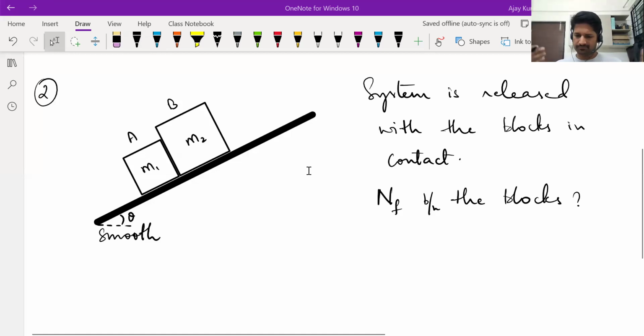Just tell me how much normal force, that we'll calculate later. Will the blocks push each other if they are both released simultaneously on this incline? So B will push A. Okay, so you are saying B. See, if B pushes A, definitely A will have to push B. Yes, sir. For every action, there is an equal and opposite reaction. So you are saying they will push each other. We'll see. Others, what do you think?